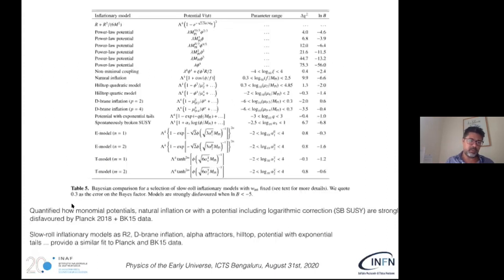In this way, we have quantified how monomial potentials, natural inflation, and potentials including logarithmic corrections are now strongly disfavored by Planck 2018 and BK15 data, while other models such as R-square, D-brane inflation, alpha attractors, and potentials with exponential tails provide a similar fit to Planck and BK15 data.